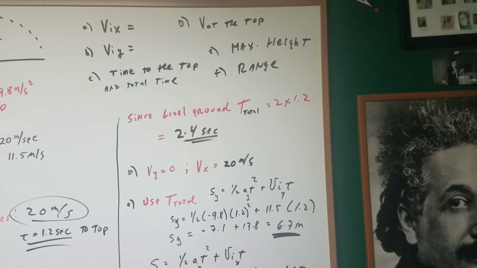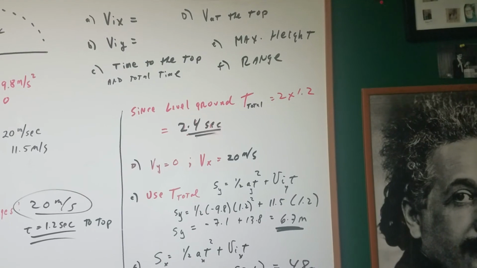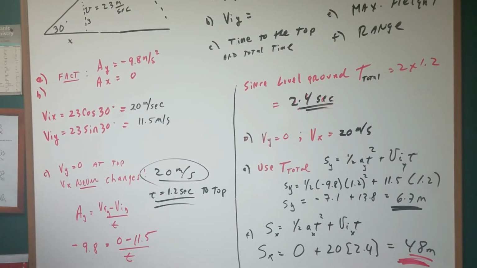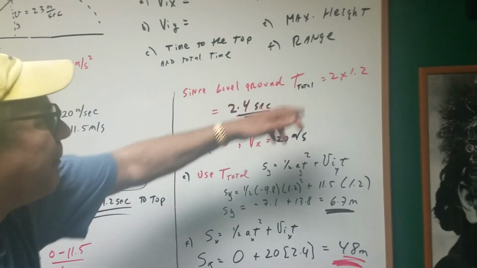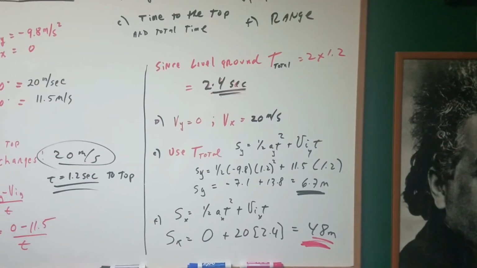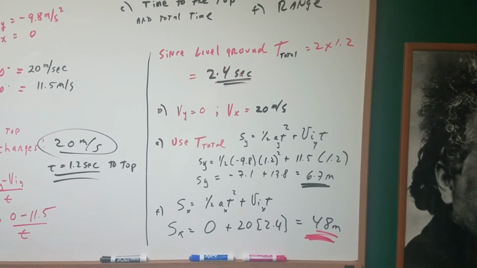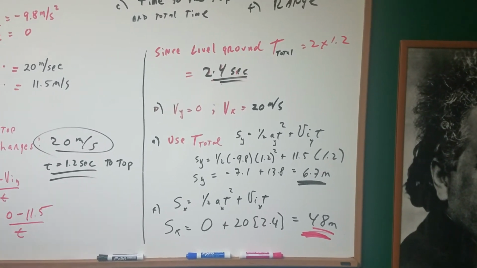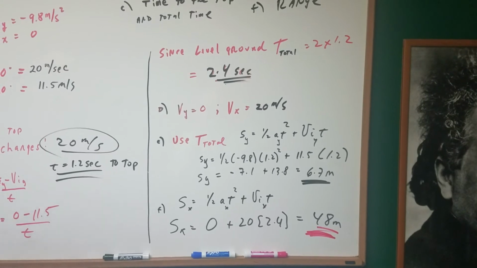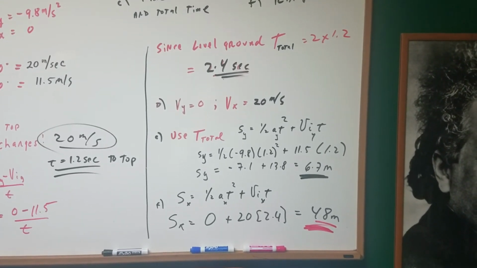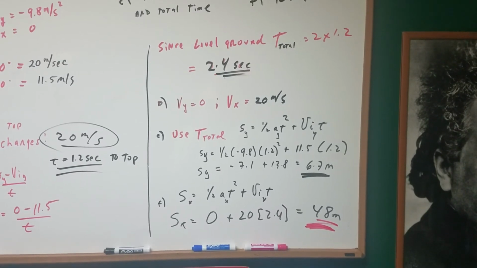Well, I'm going to show you a little trick, but you can only use this trick if you're on level ground. Double the time to the top for the total flight time. So it's going to be 2 times 1.2 or 2.4 seconds. But remember, you can only double the time when you're on level ground. If you were on a cliff, then it becomes more involved and you need a quadratic equation. So remember, double the time to the top gives you the total time if you're on level ground.